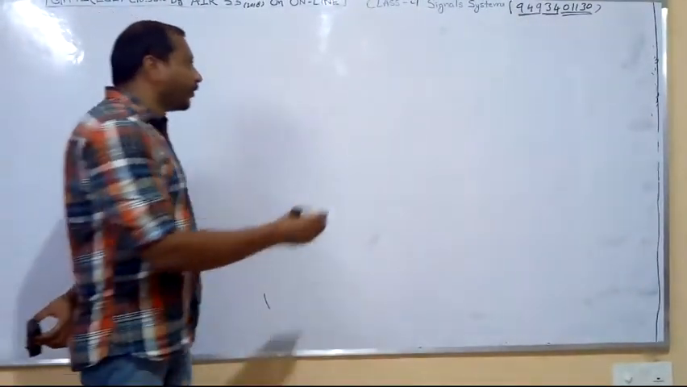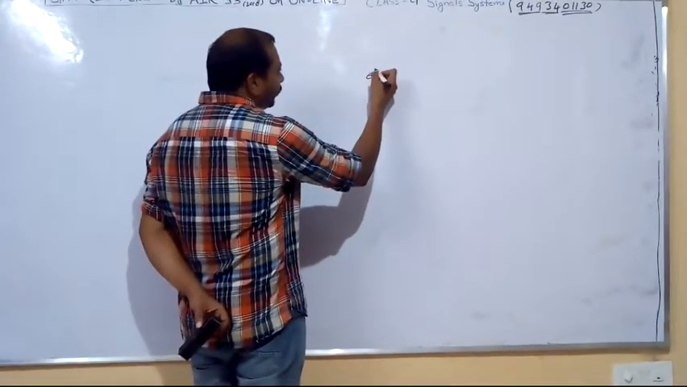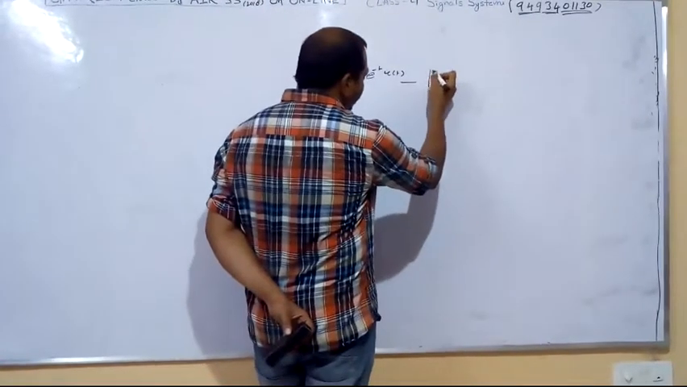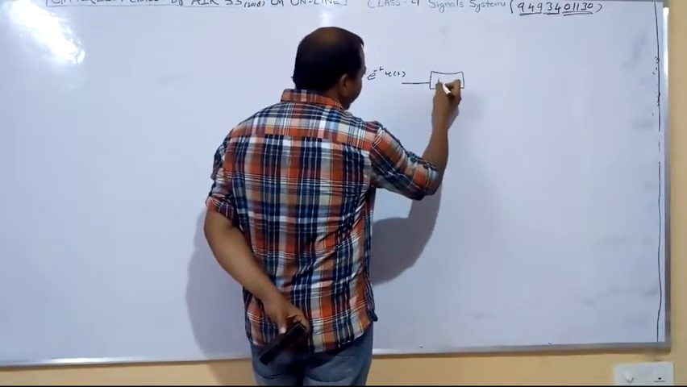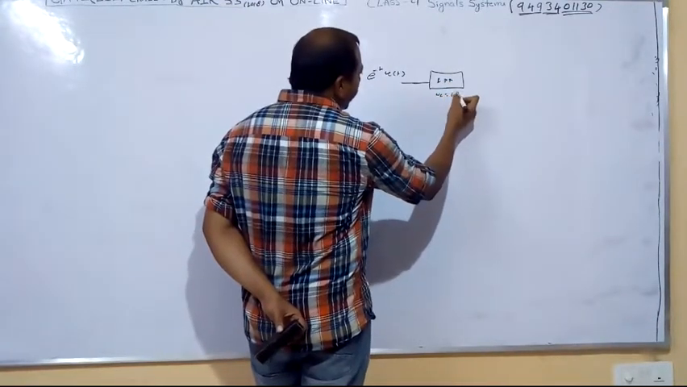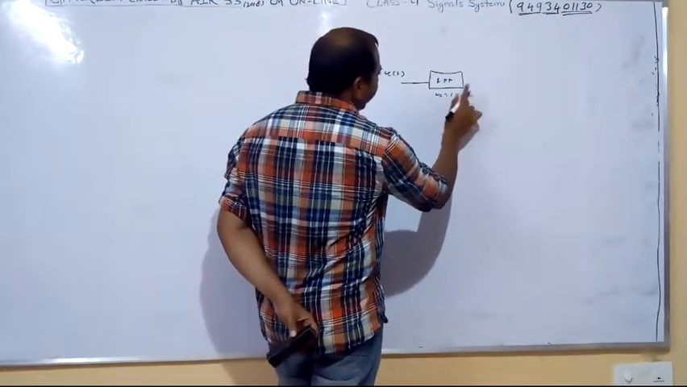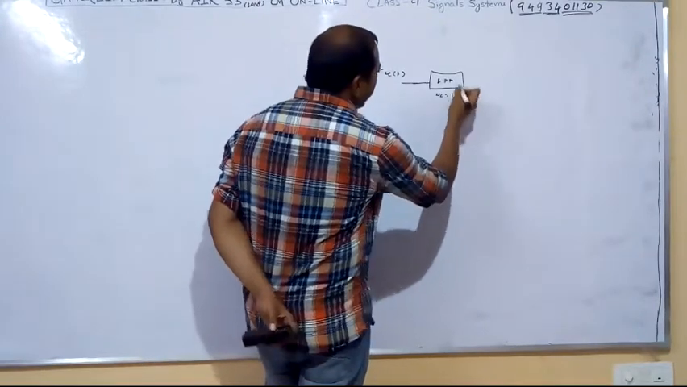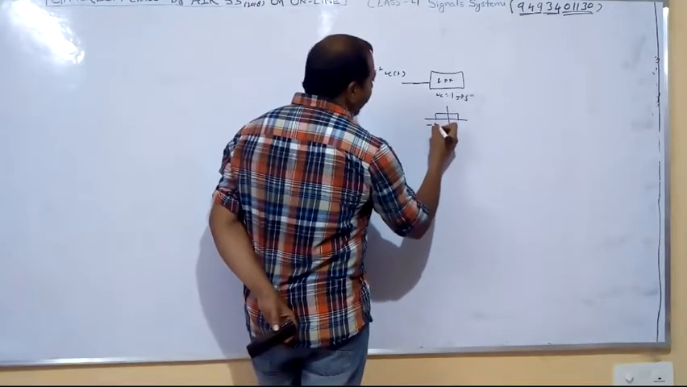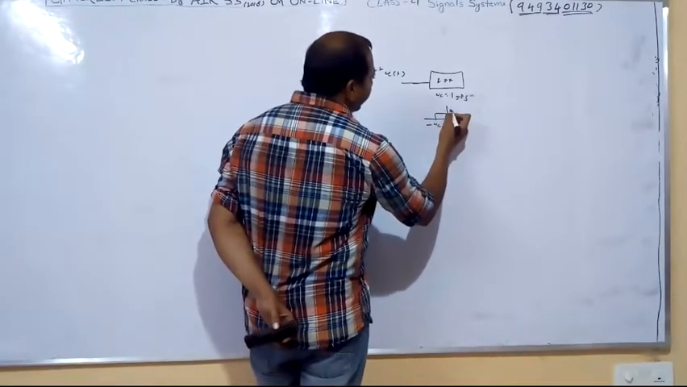What is the energy of the output of the low pass filter? What is given? The input signal e to the power minus t into u of t is applied through an ideal low pass filter with cutoff frequency omega c equal to 1 radian per second. So the characteristic is simply from minus omega c to omega c.